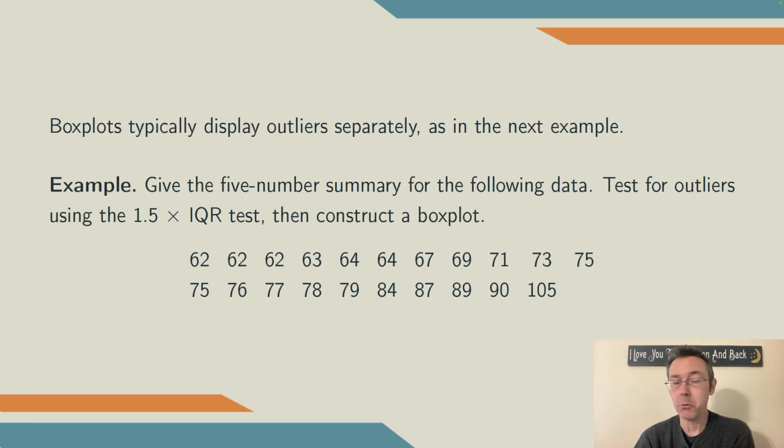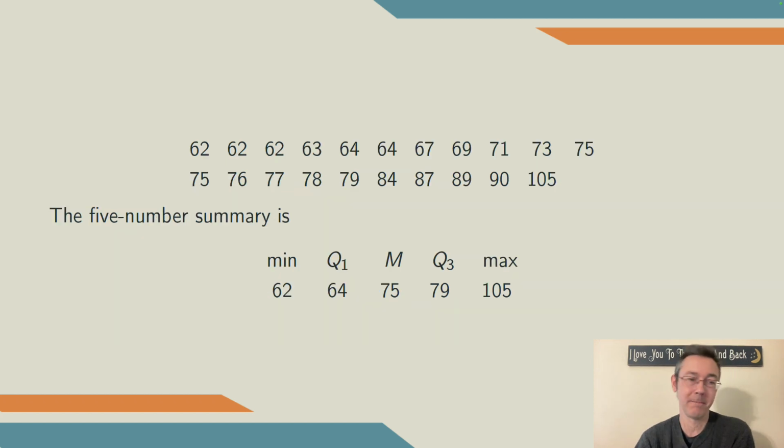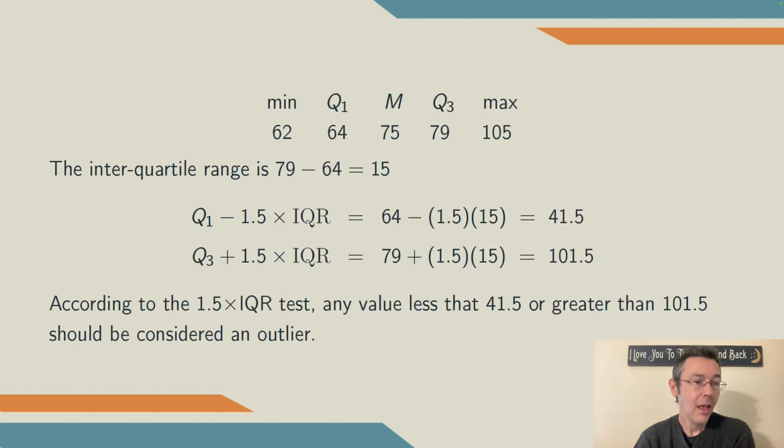Here's a bunch of data. We want to give the 5-number summary, test for outliers, and then construct a box plot. So here's the 5-number summary: 62, 64, 75, 79, and 105. To do the 1.5 times IQR test for outliers, we find the IQR, in this case 15, 79 minus 64, multiply it by 1.5, and then subtract that value, 22.5, from Q1 and add it to Q3. So in this case, we get 41.5 and 101.5.